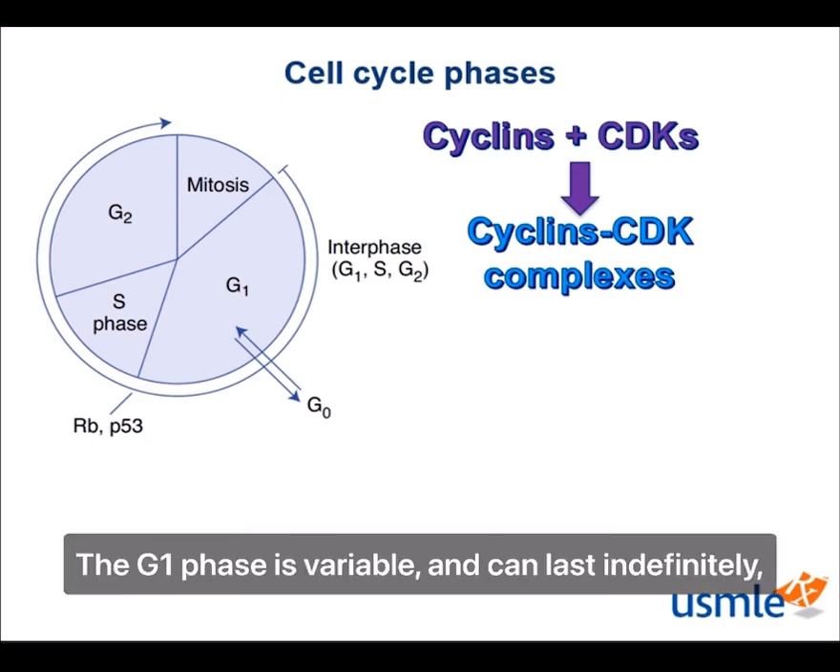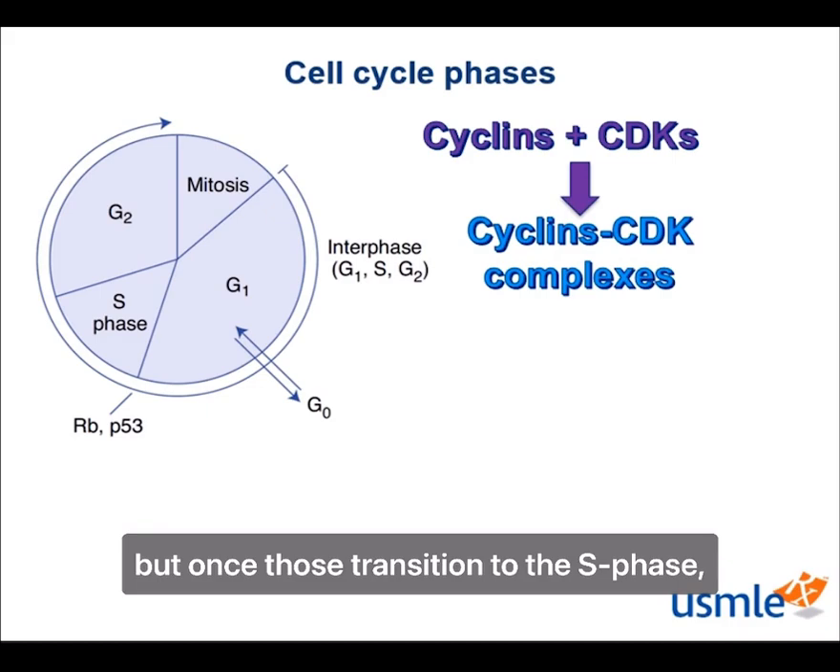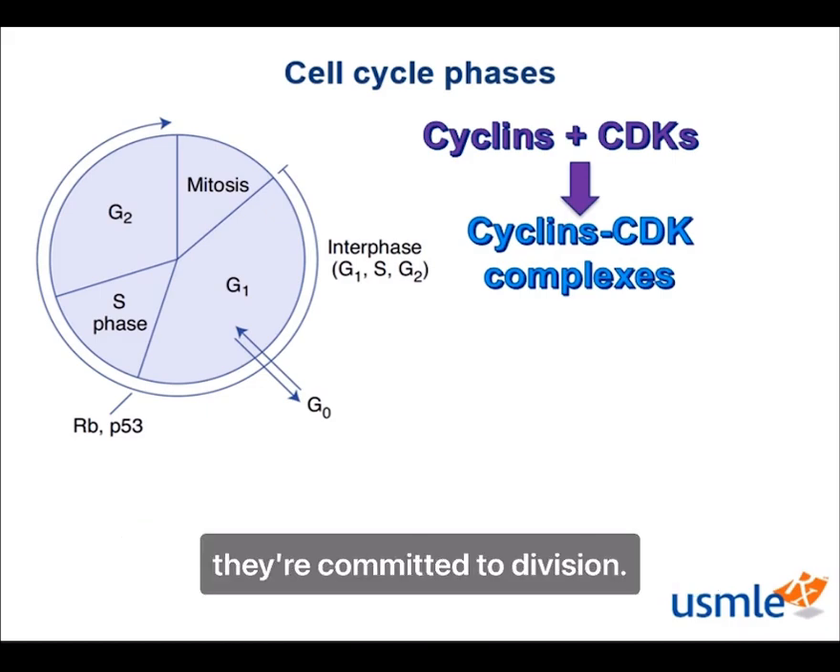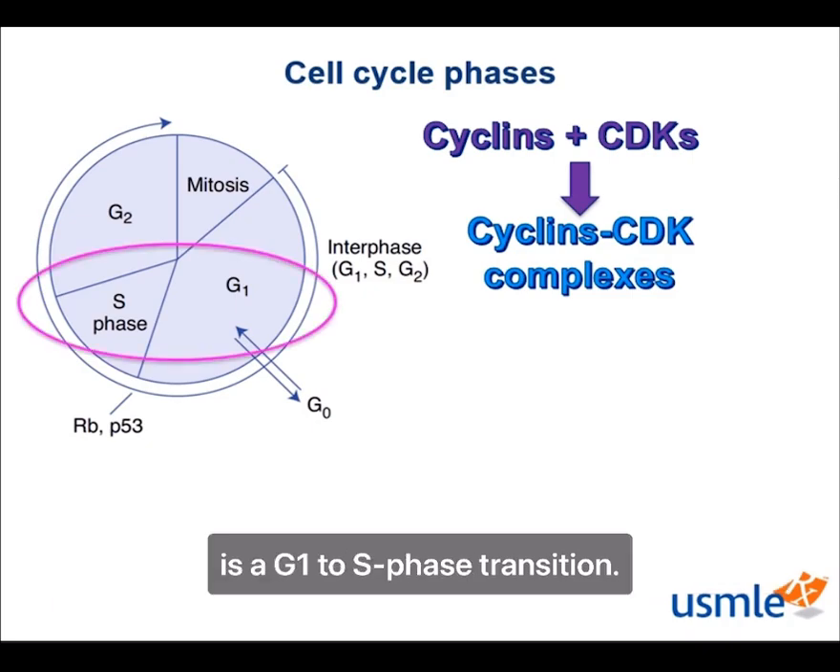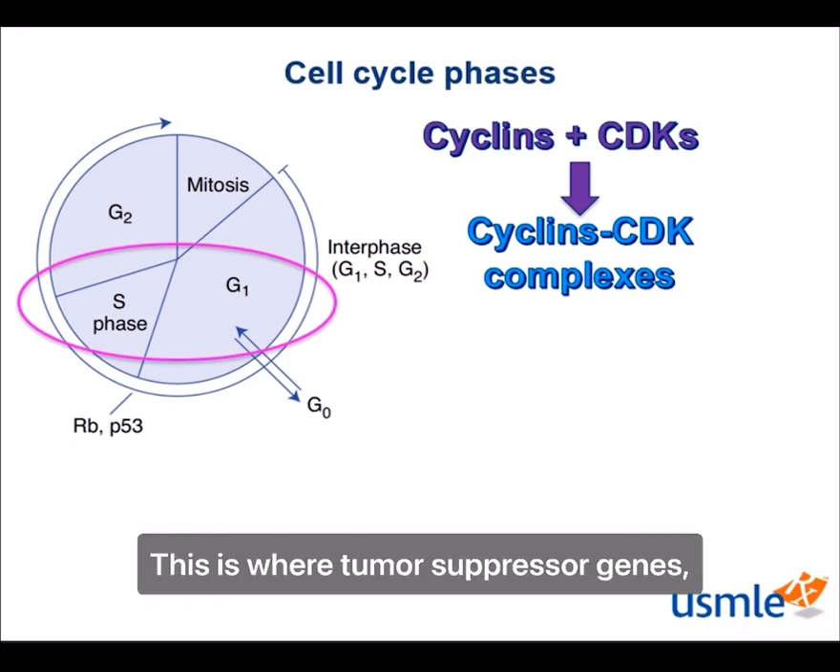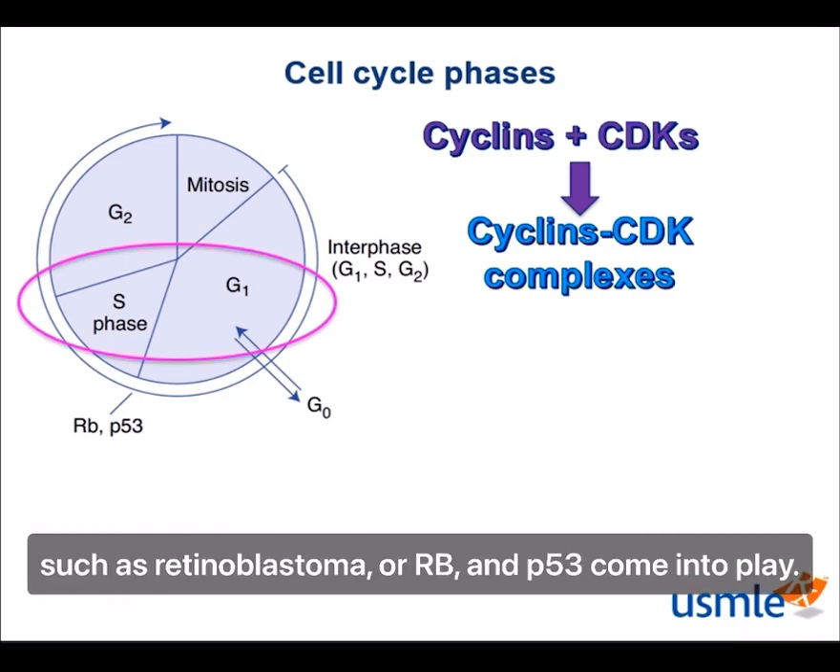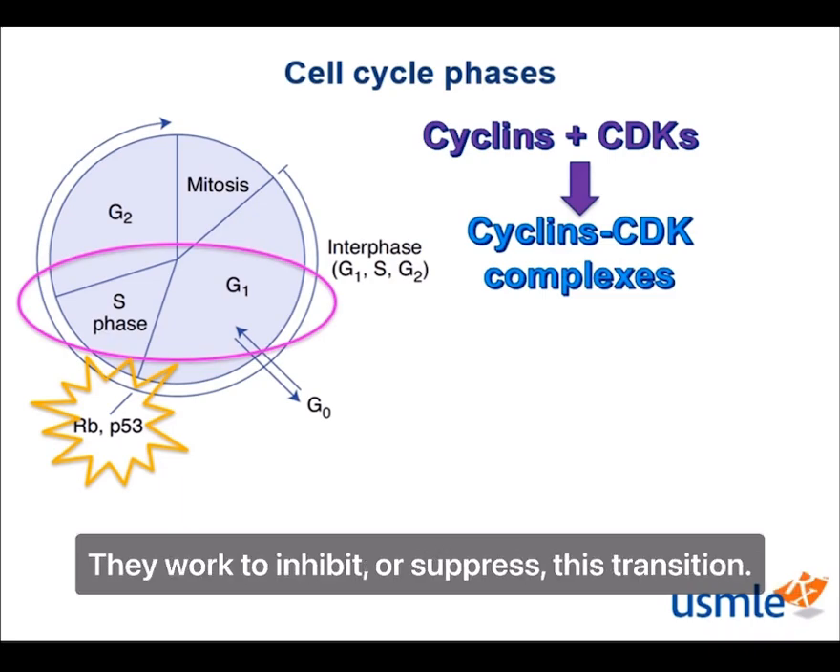The G1 phase is variable and can last indefinitely, but once cells transition to the S phase, they're committed to division. Therefore, the most important transition to regulate is a G1 to S phase transition. This is where tumor suppressor genes such as retinoblastoma or RB and P53 come into play. They work to inhibit or suppress this transition.